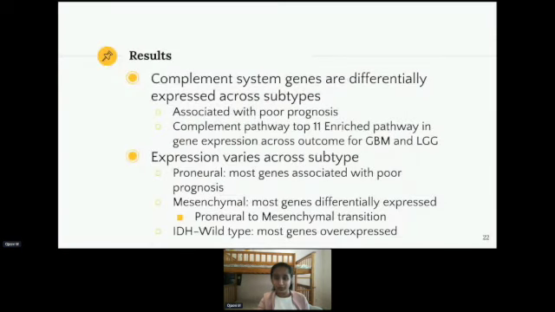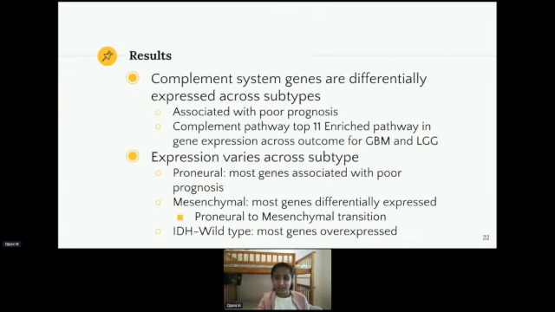Overall, complement system genes are differentially expressed across subtypes and can be associated with poor prognosis. The expression varies across the subtypes. The proneural subtype had the most genes associated with poor prognosis, while the mesenchymal subtype had the most genes differentially expressed overall with the highest pathway enrichment score, but with a less clear correlation with outcome.